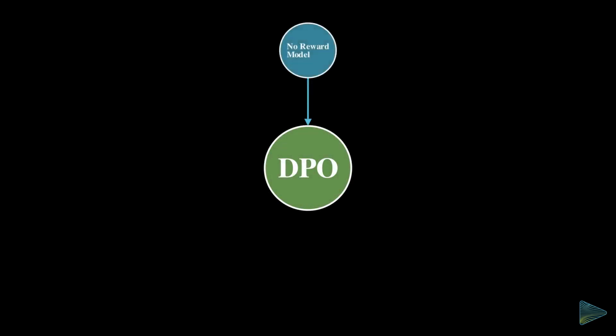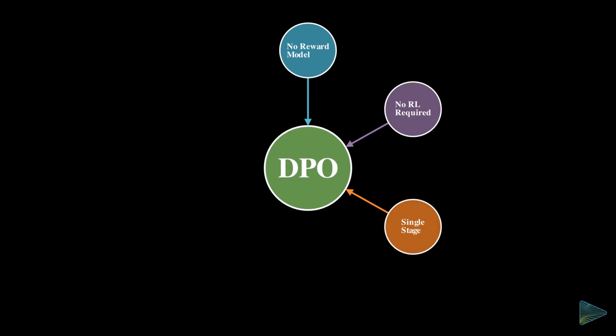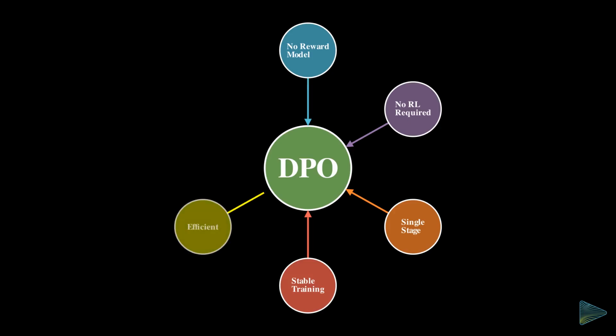Direct preference optimization aligns language models with human preferences like RLHF, but in one step. By reparameterizing rewards, it cancels out complex computations and turns preference learning into simple binary classification. No separate reward model or RL is needed. Training is stable, efficient, and theoretically sound.